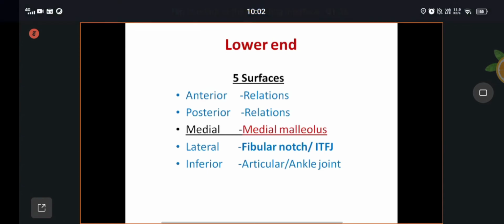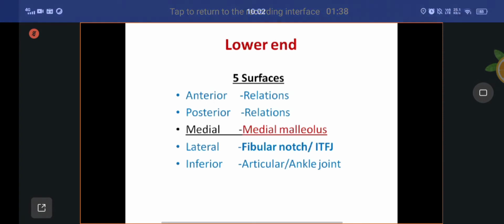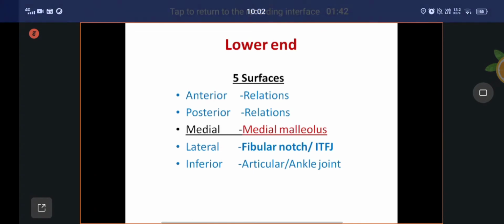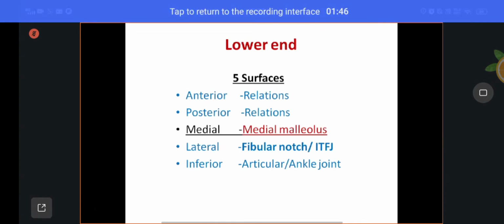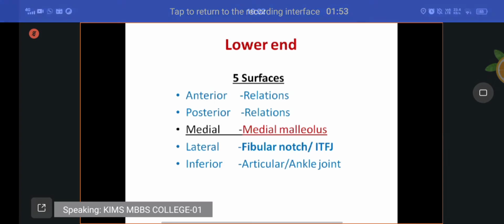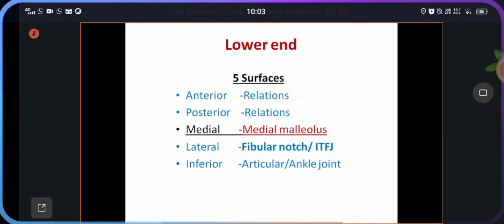The lateral malleolus is present in the fibula, that is the lateral bone. And laterally, there is another bony landmark on the lateral surface of the lower end, that is called fibular notch. Because it articulates with the lower end of the fibula, hence this notch is called fibular notch. It forms inferior tibiofibular joint.